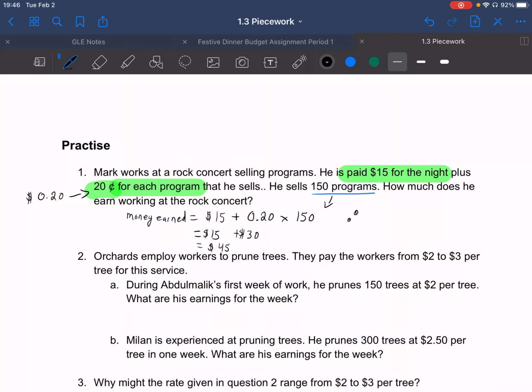We need to always make sure we do our therefore statement, which is Mark will earn $45 working at the rock concert. And I'm going off the page slightly. Okay.